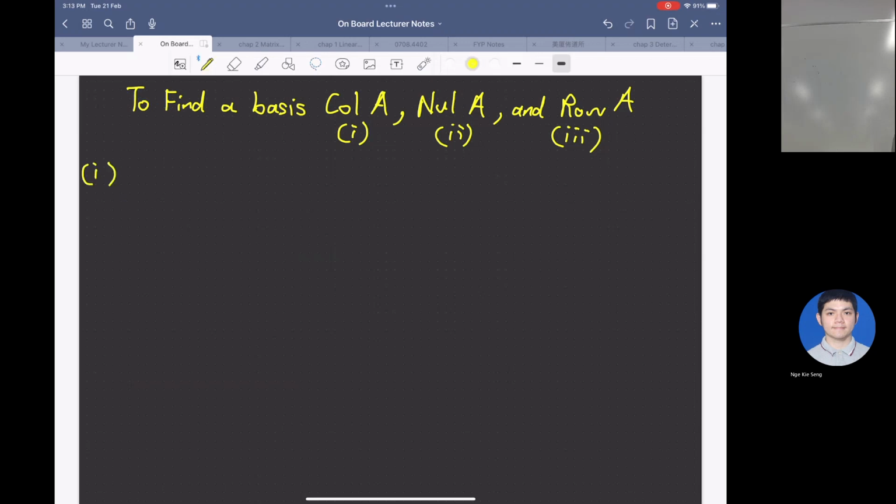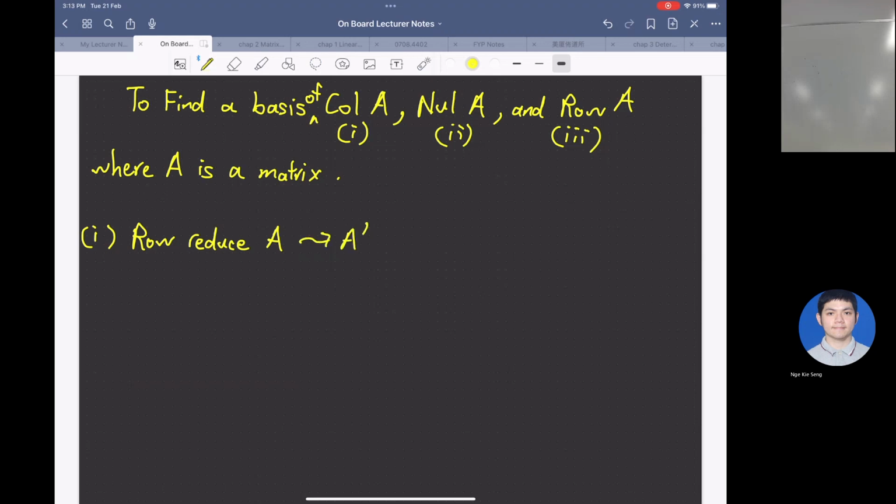So how to find a basis of col A? Here A refers to a matrix. What you do is row reduce your matrix A, maybe call it A prime after you reduce it. And then you try and find out the pivot columns of your A prime.